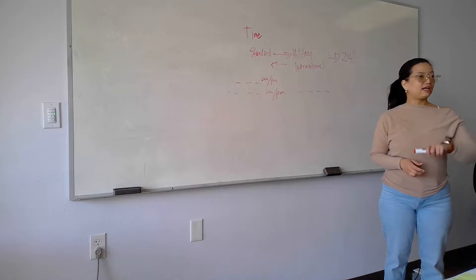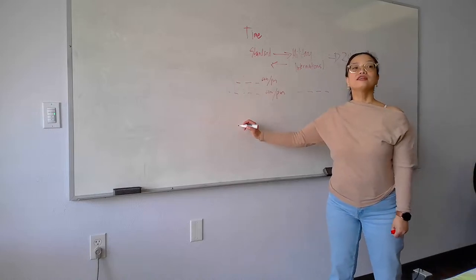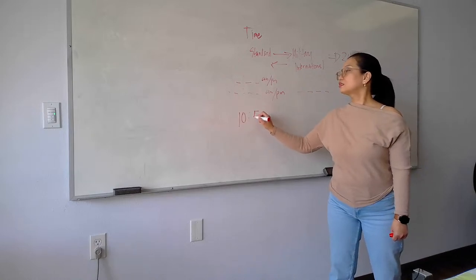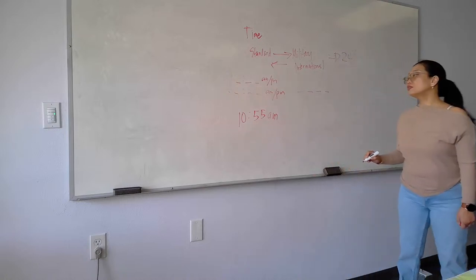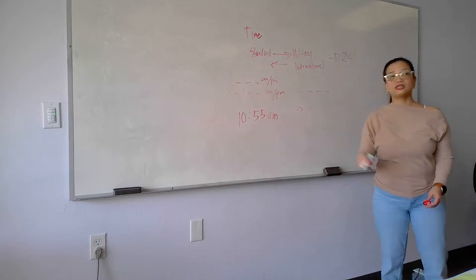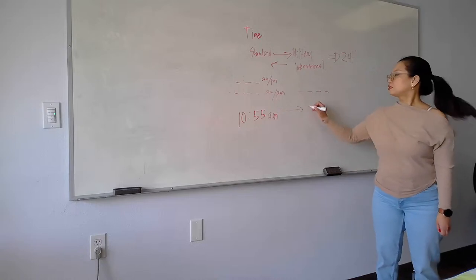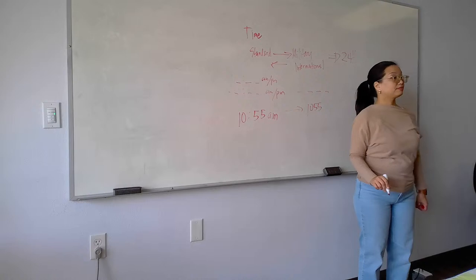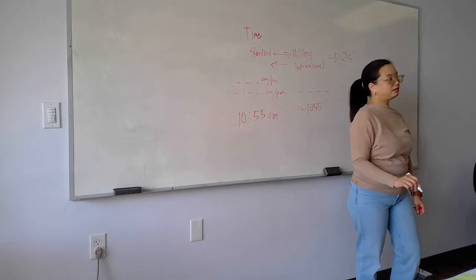What's the current time, Zoe? It's like 10:55. How do I write that? 10 colon 55 a.m. Antonio, convert this to international or military time. 1055. No colon, no a.m., no p.m. Is that clear? A couple of things I'd like you to remember.